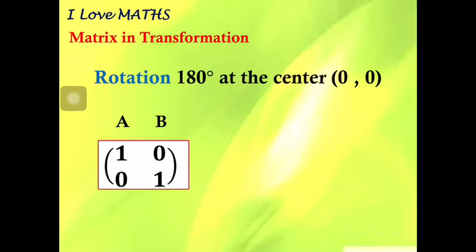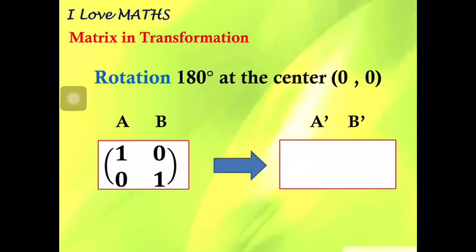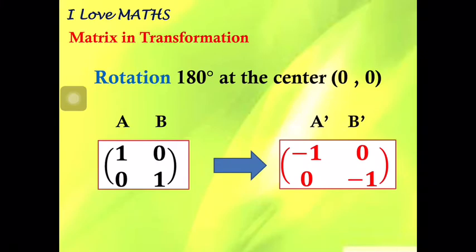Let's have another example: rotation of 180 degrees at the center 0, 0. Under this transformation, let's determine the matrix. This is the rotation of 180 degrees. And these are the locations of A' and B'. The coordinates are -1, 0, and 0, -1 respectively. These are the x and y components of the matrix under A' column and B' column. And this matrix represents the transformation rotation of 180 degrees at the center 0, 0.